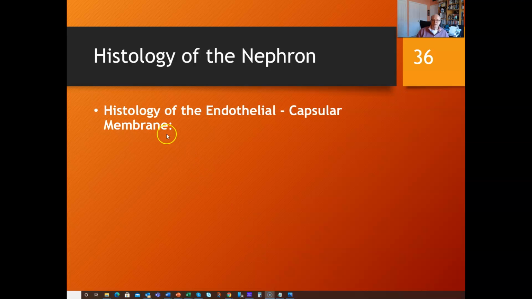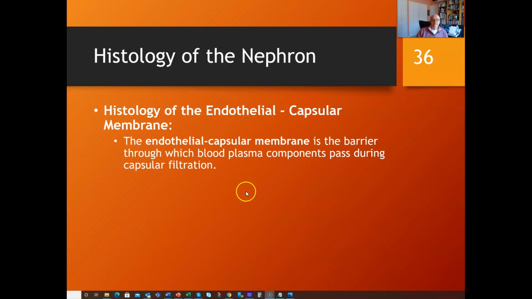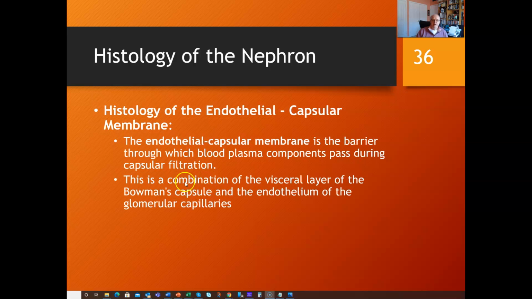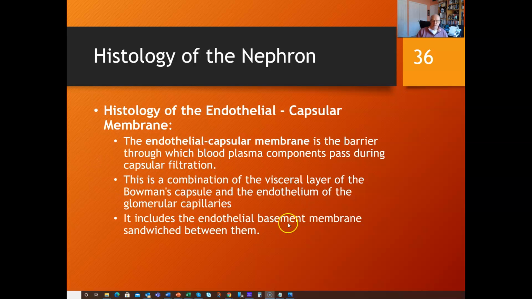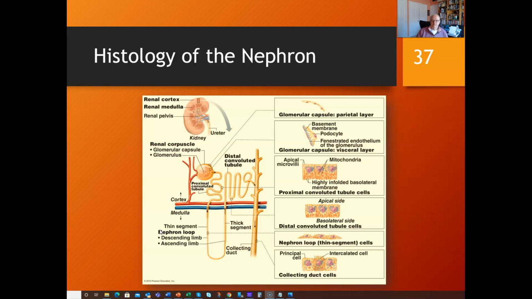If we look at the nephron's histology, the membrane, we have the endothelial capsular membrane. That's where the blood passes through. That's your filter. Okay, and it's a combination of the visceral layer of the Bowman's capsule and the endothelium of the glomerular capillaries. So it's the structure of the capillaries and the structure of the visceral layer that covers the capillaries that work together to make the filter. It has endothelial basement membrane sandwiched between the two of them.